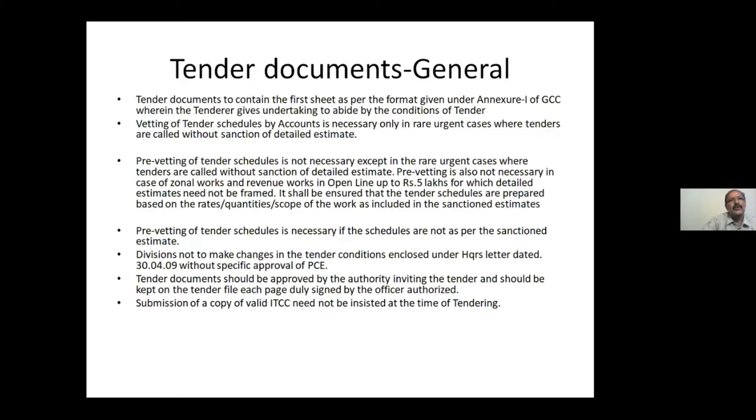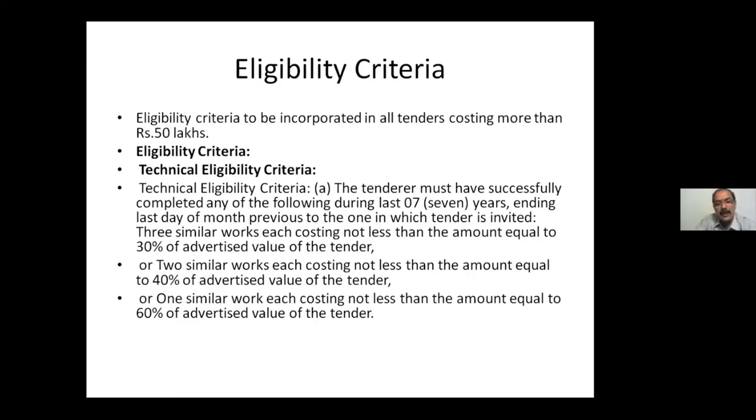Next, tender documents in general. Eligibility criteria were also discussed. For a tender whose value is above 50 lakhs, eligibility criteria have to be stipulated. We have to stipulate two eligibility conditions only when our tender value is more than 50 lakhs: one is technical eligibility and the second is financial eligibility. The requirement for technical eligibility is three certificates equivalent to 30%, two certificates equivalent to 40%, or one certificate equivalent to 60%. The tenderer has to fulfill any one of these. A short note can come on this: 30% three, 40% two, and 60% one work.